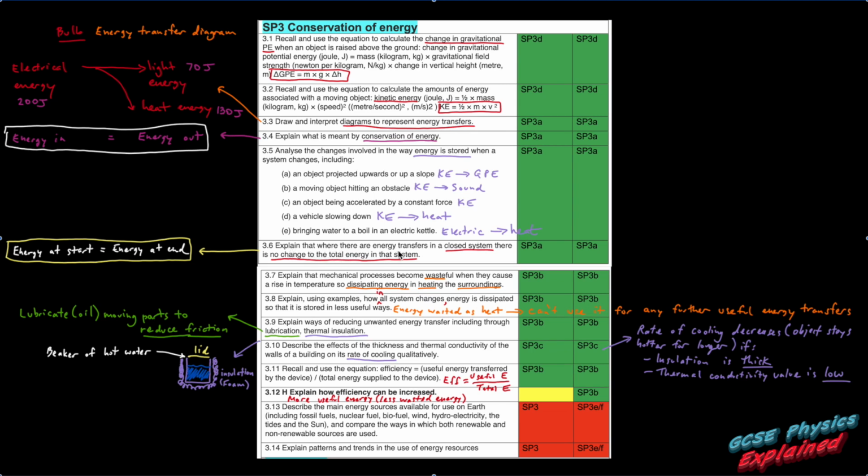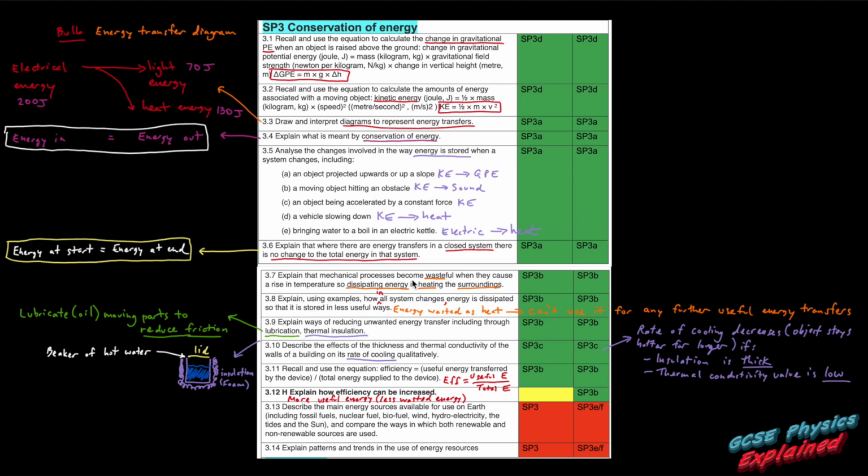Explain that where there are energy transfers in a closed system, there is no change to the total energy in that system. Closed system just means nothing can get in and nothing can get out. Just imagine being in a prison. The energy at the start equals the energy at the end. So that's the law of conservation of energy.